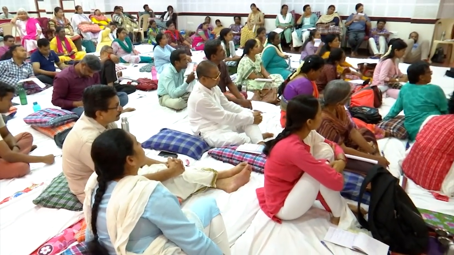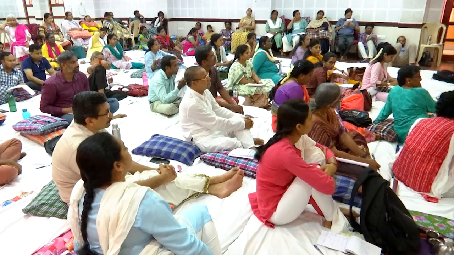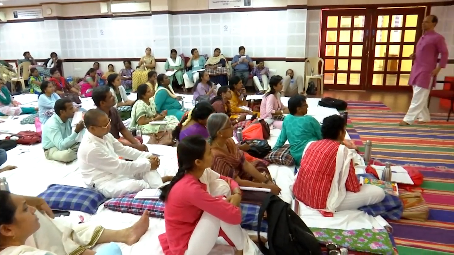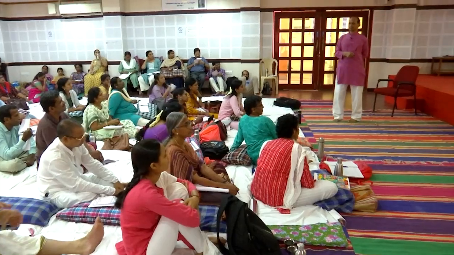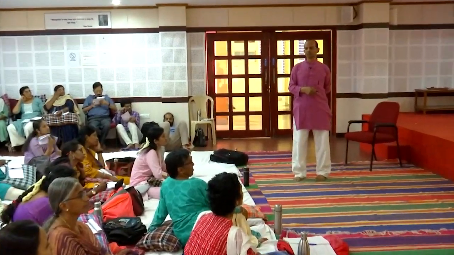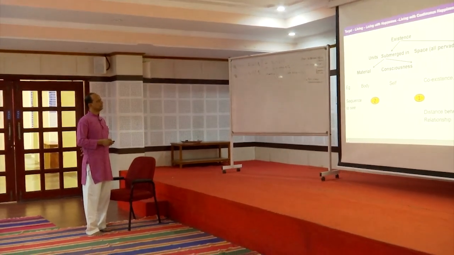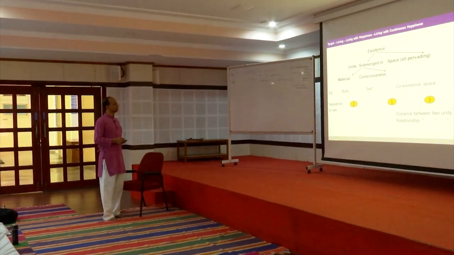So we have to start from the consciousness. So exercise 1 is essentially to understand the consciousness by the consciousness. Exercise 2 is to understand the material by the consciousness. And exercise 3 is to understand the coexistence space by the consciousness. So these three realities are to be known. Now if you look at the whole existence, it is units submerged in space. Space is all pervading. Material and consciousness are two kinds of units.